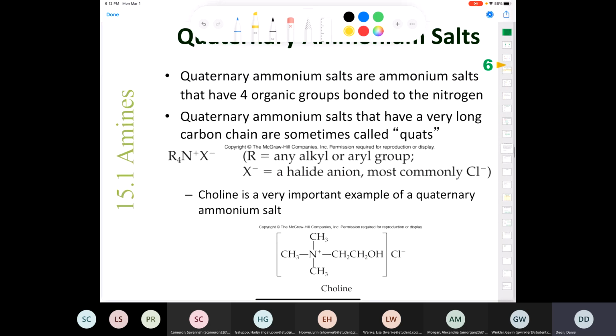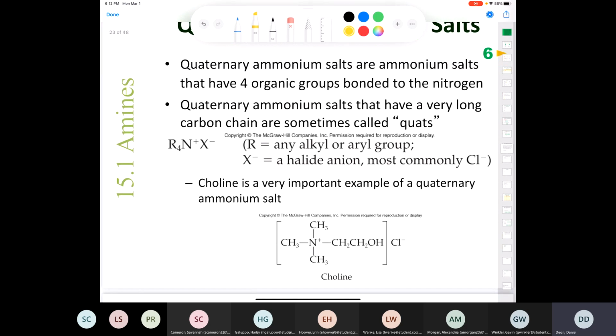A quaternary ammonium salt, we call these quats. I'm not going to ask you a whole lot about a quaternary ammonium salt. A quaternary ammonium salt is when we have a nitrogen that's got 1, 2, 3, 4 R groups bound to it, a positive charge, and then it has some kind of anion. Okay, and the anion is most likely a chloride, is what it says here. So let's just throw in a chloride for fun.